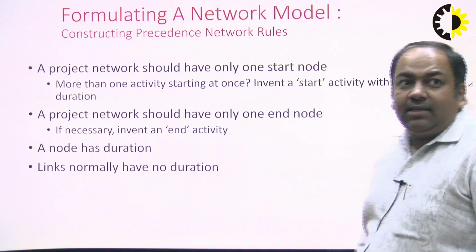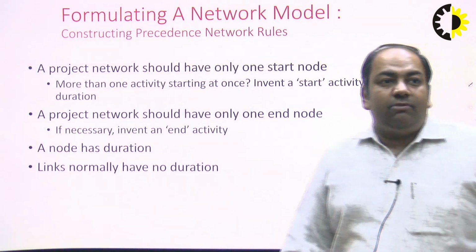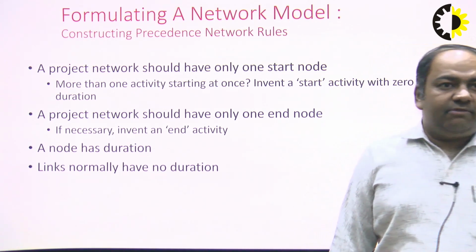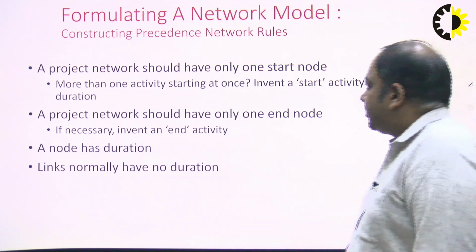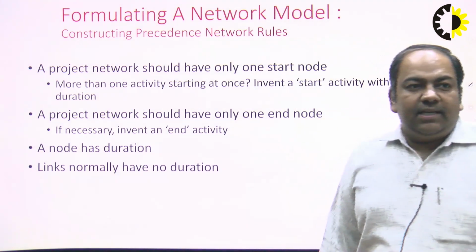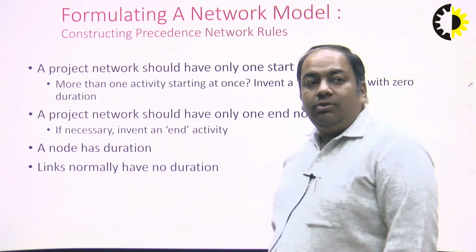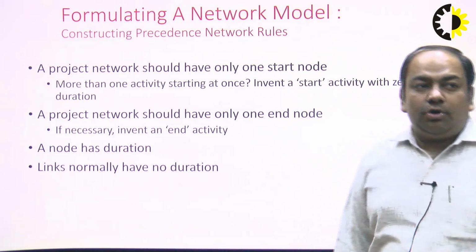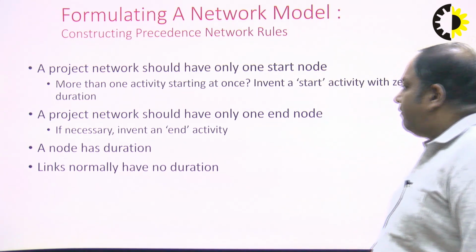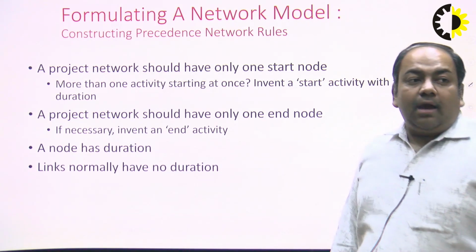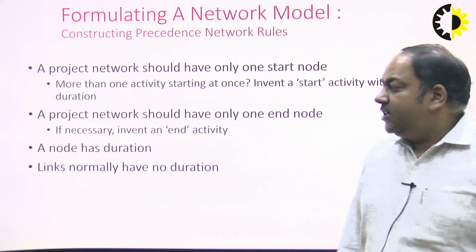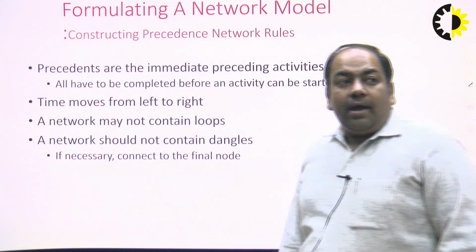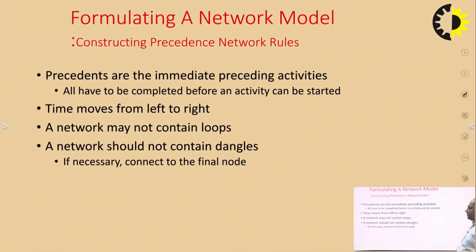What is this network model and how do we construct it? Its rules: the project network should have only one start node. If more than one activity starts at once, invent a start activity with zero duration. So with this, what we want to say is that our project will start with a zero duration. Second, a project network should have only one end node. A node has a duration and the links between these nodes do not have any duration. Means the nodes have durations but their links do not have any duration.